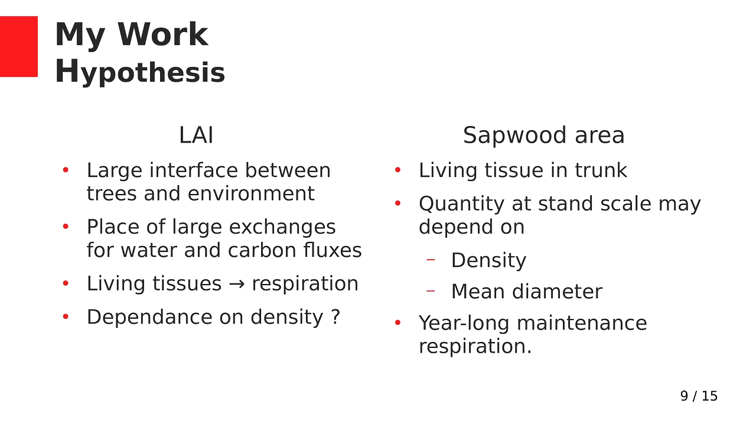Second, sapwood area. The sapwood is the living part of the trunk, and thus represents a large breathing biomass. This biomass is active all year long, and its misestimation might affect the quantity of carbon loss through respiration and thus the productivity of the forest stand.